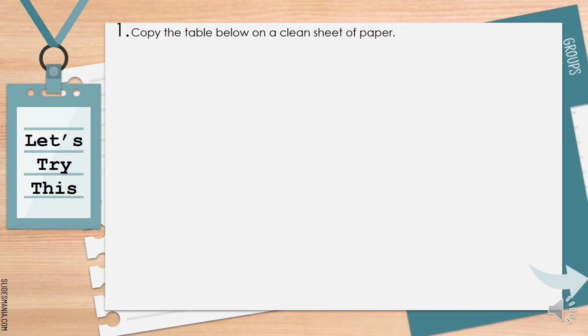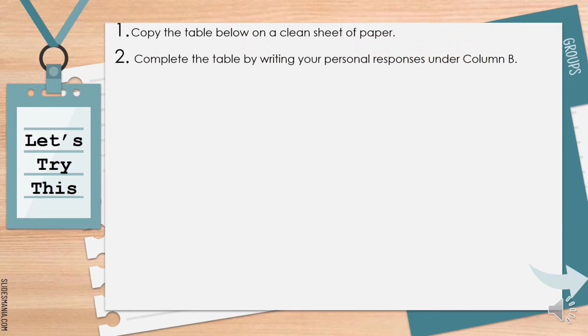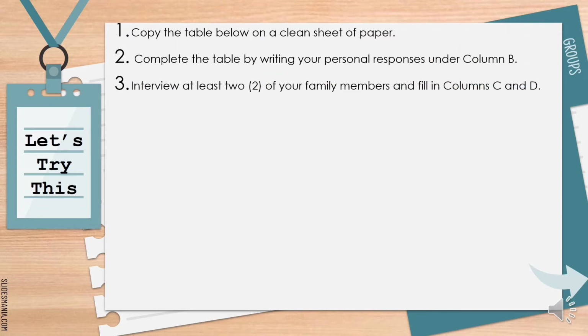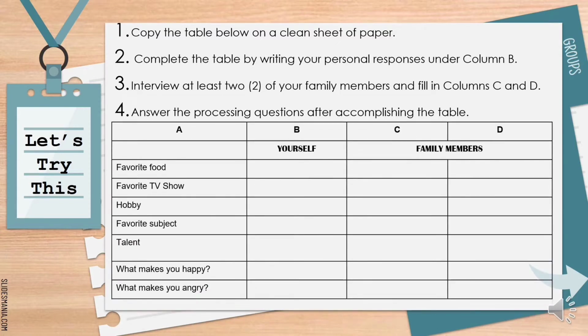First, you need to copy the table below on a clean sheet of paper. Second, you need to complete the table by writing your personal response under column B. Third, you need to interview at least 2 of your family members and fill in column C and column D. And lastly, you need to answer the processing questions after accomplishing the table. So this is the table that you need to accomplish.